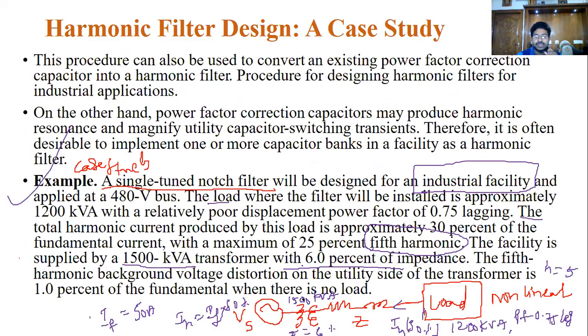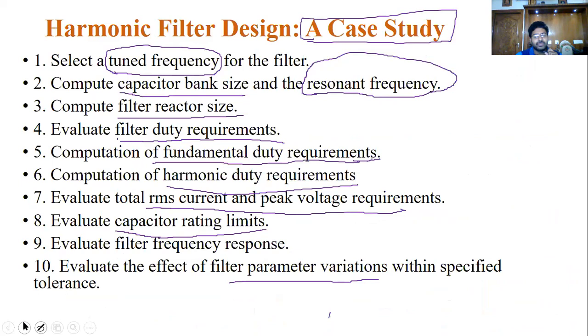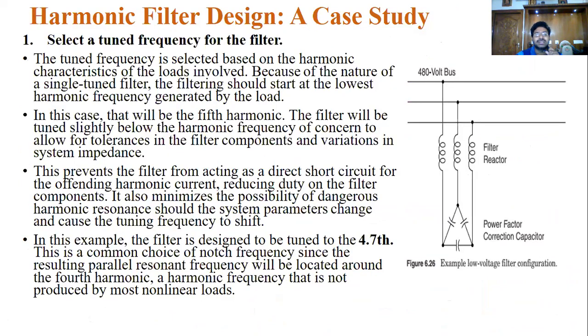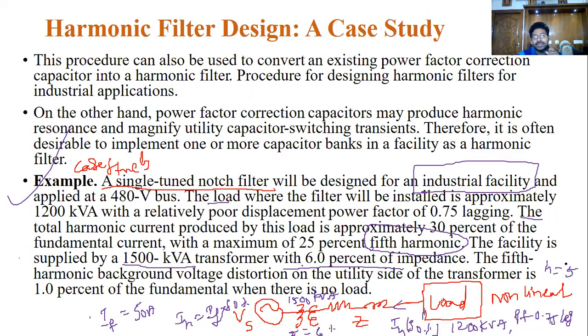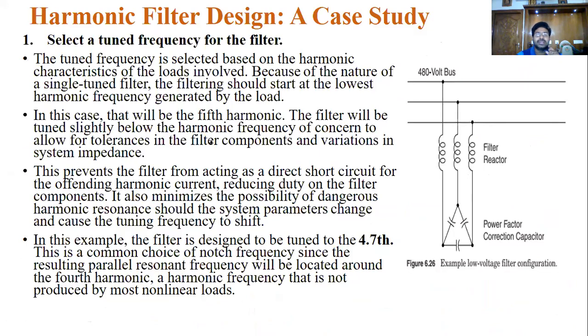Again, you can see this diagram. Keep this diagram in your mind, so it is very easy to understand. Now see this first one: select a tune frequency for the filter. A tune frequency means we are going to design a filter to eliminate a particular order of harmonic. According to this problem, they have given a fifth order harmonic. So we are going to reduce the harmonics, nothing but the fifth order harmonic.